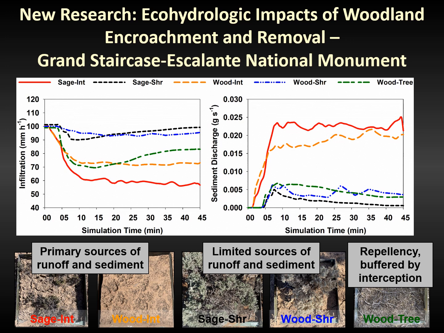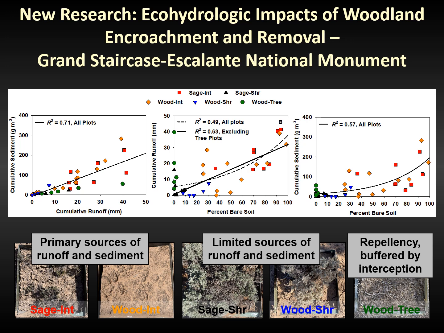Note infiltration is generally low for tree microsites due to water repellency, but individual trees were removed for placement of the rainfall simulator. If trees were left in place, tree interception would partially buffer repellency effects at the ground surface. Lastly, note that interspaces occur over about 70% of the area at both sites and are spatially well connected solely at the woodland site.